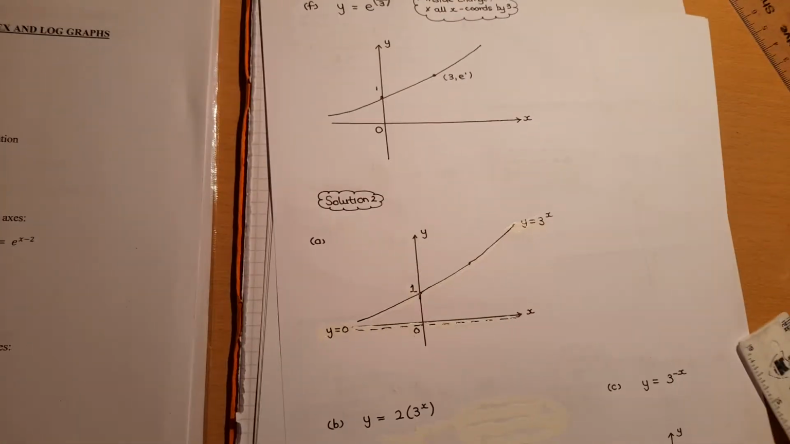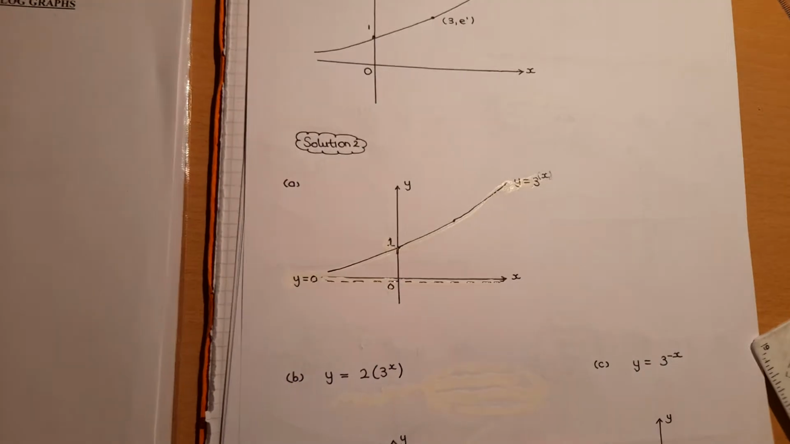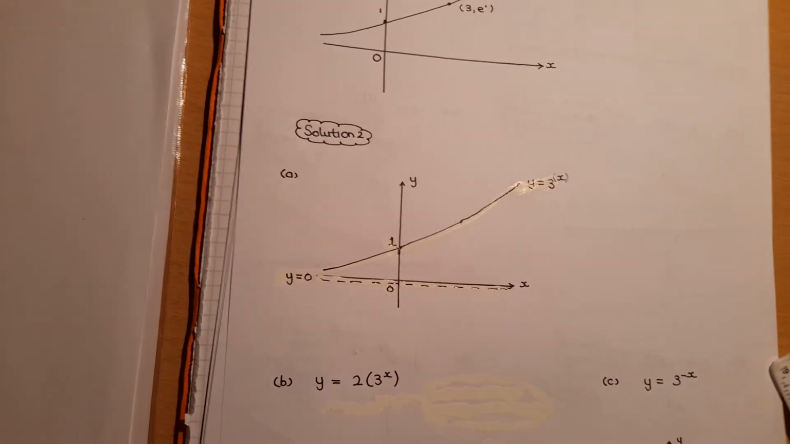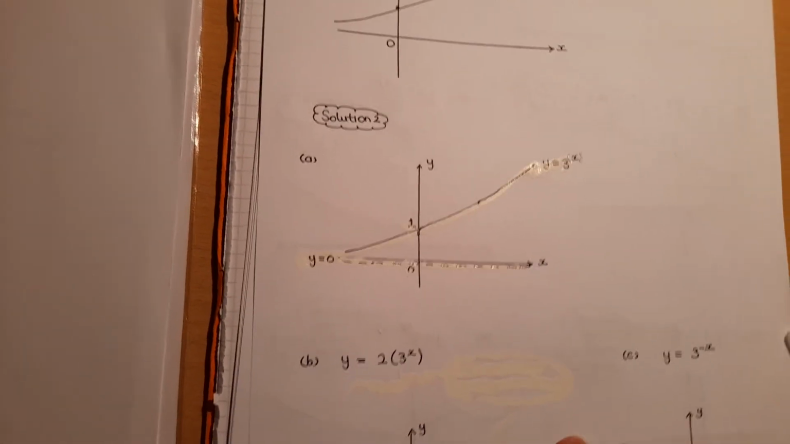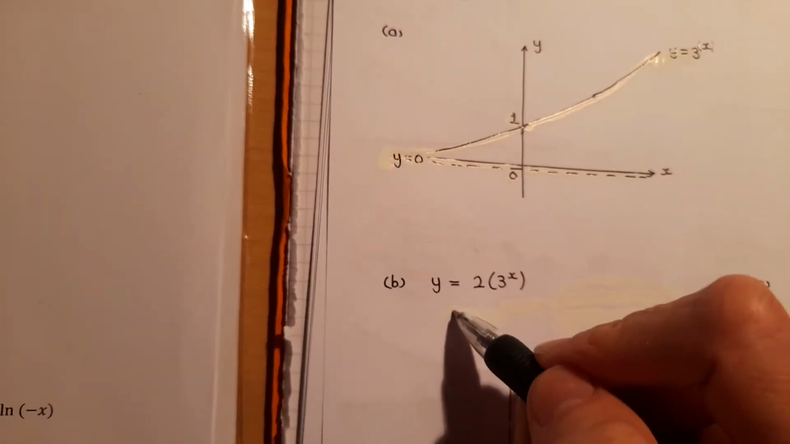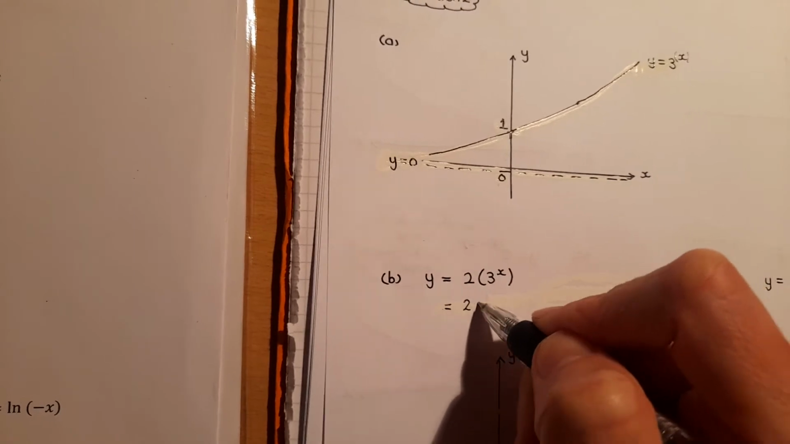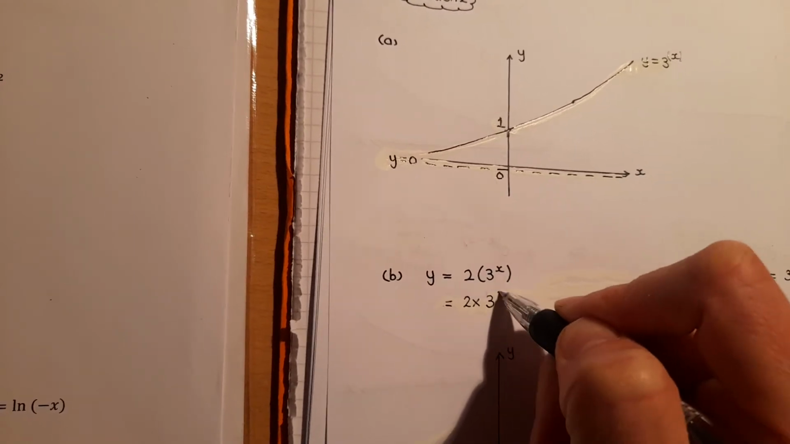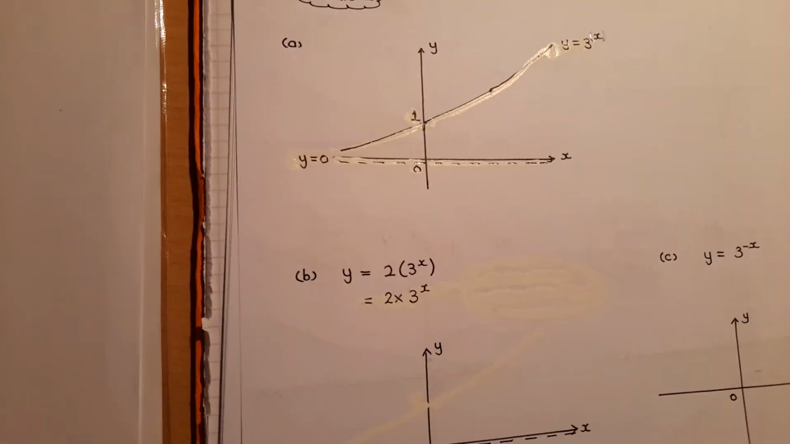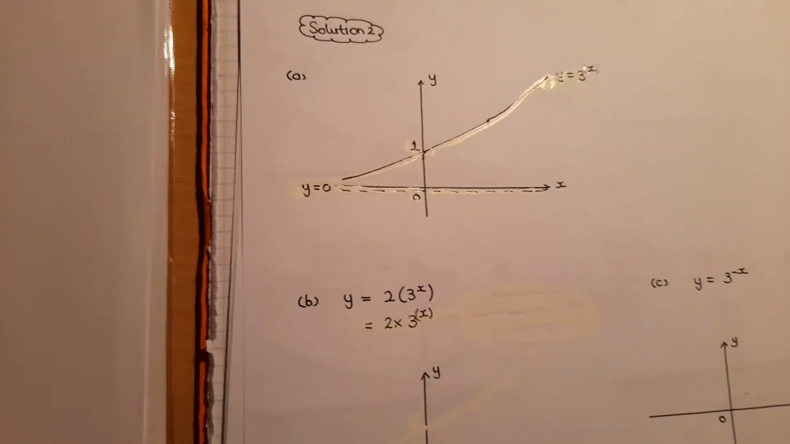And again, we can put brackets around the power because that's going to tell us how that graph will be transformed. So let's look at part B. Part B, we want to sketch the graph y equals 2 upon 3 to the power of x. Again, I'm going to rewrite that without the brackets around the 3 to the power of x. That's just 2 multiplied by 3 to the power of x. Now I'm going to put brackets around the power, and that tells us how the original graph is transformed.